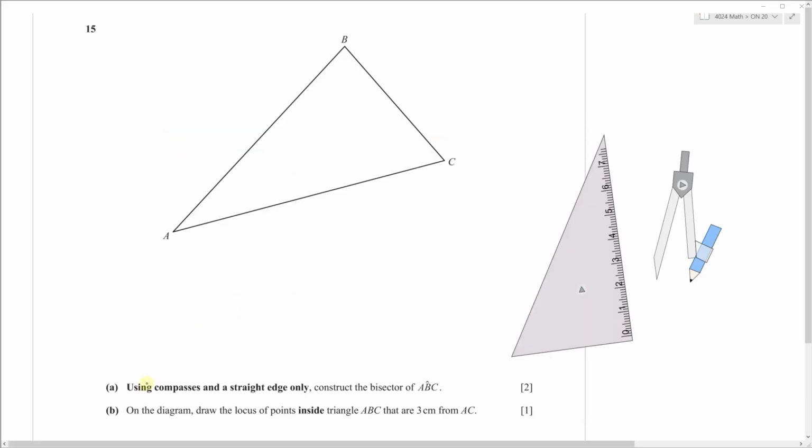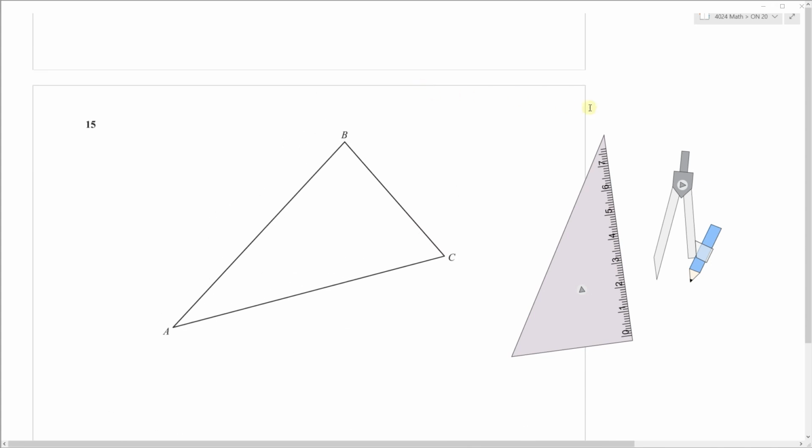Question number 15 is, using compass and a straight edge only, construct the bisector of angle ABC. So you have to draw the angle bisector for this angle. Let me use my compass here. I'll place my compass at the center B and then use any arbitrary length of compass and draw an arc from one edge, which is BC, to the other edge AB, which form the angle ABC.